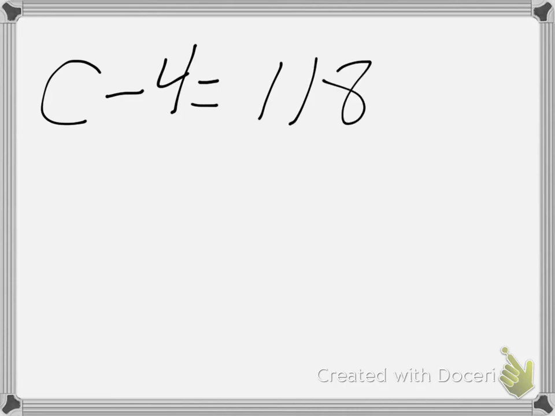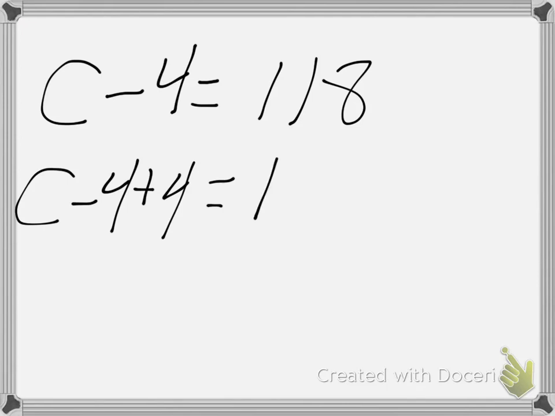Now let's do the same thing on the other side. What happens if we have, let's say, c minus 4 equals, let's say, 118. What do I do with that minus 4? You turn it into, and you go to add it. Try and make it to 0. So c minus 4 plus 4 equals.